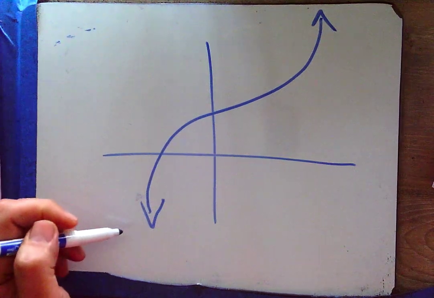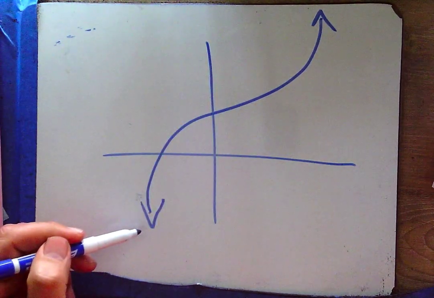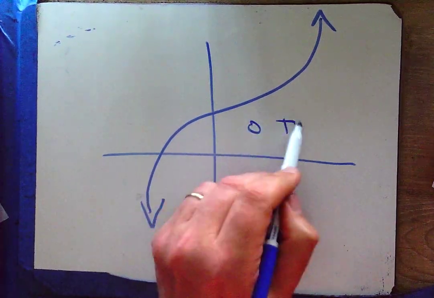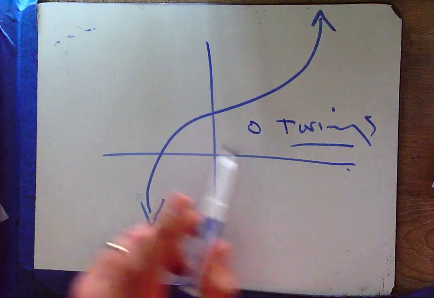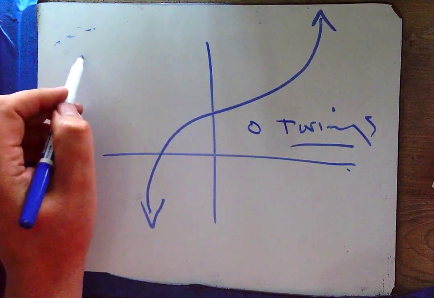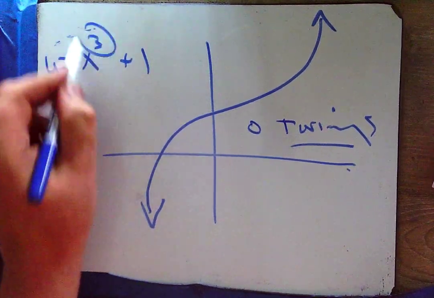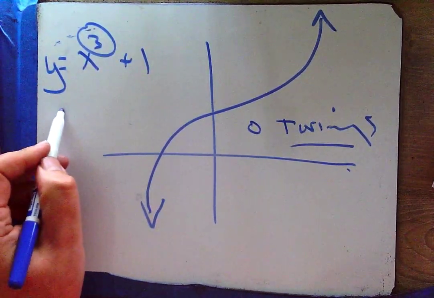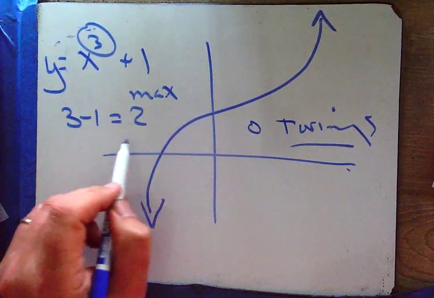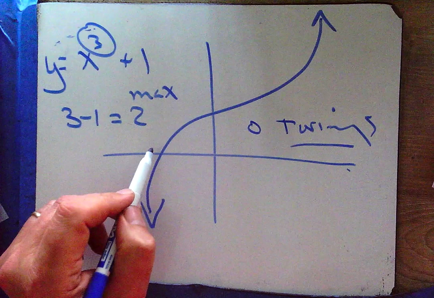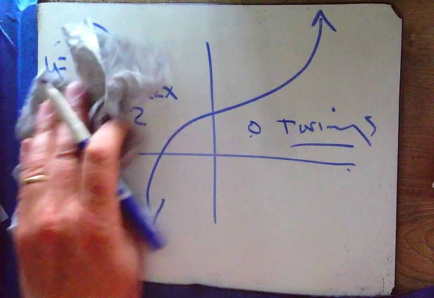How many turning points does that have? Well, I don't see any maxes or mins here. This has 0 turning points. And that's okay, because I know when I have a third degree polynomial, I'll have 3 minus 1 or 2 as the maximum possible number of turning points. I can have less than that number. I could have 0 turning points.